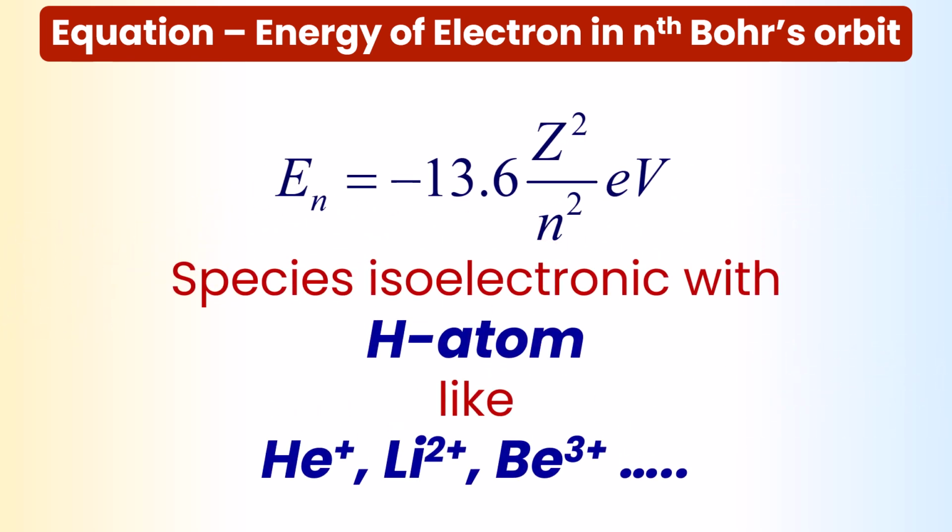Using this simple formula, we can quickly calculate the energy of electrons in hydrogen and hydrogen-like species such as helium plus, lithium 2 plus, and beryllium 3 plus, etc. These are isoelectronic with hydrogen atom. That means they contain same number of electrons as that of hydrogen atom.